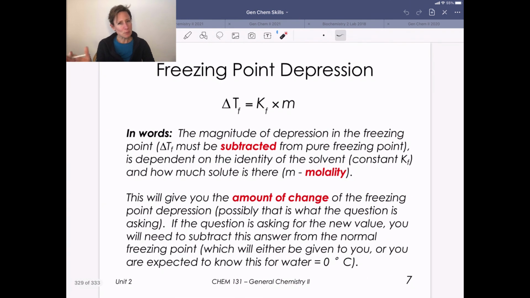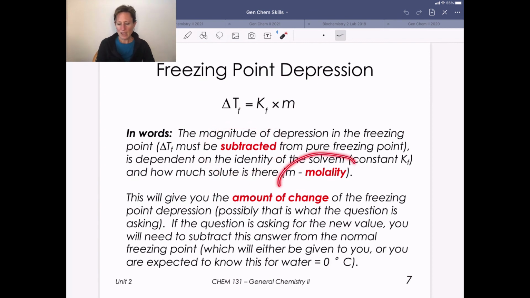All right, freezing point depression, very similar, except in this case, we're talking about how much we're lowering the freezing point. So again, this is going to tell us the magnitude of the change that we're going to have in the freezing point from pure solvent to when we have the solution. Maybe that's the answer to the question, but if you want to know what the new freezing point is, you need to subtract this value from the freezing point of the pure solvent.